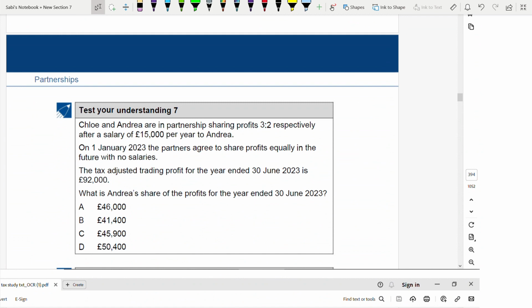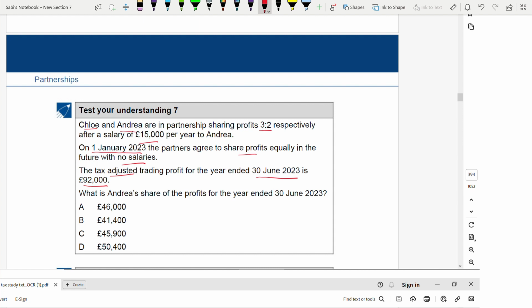Address share of profit. So, Chloe and Henry, 2 partners, 3:2 sharing ratio, 15,000 after a salary of 15,000 to Henry. Only Henry has the salary. From 1st of Jan 2023, profit will be shared equally with no salary. Tax adjusted is 92,000 for year ended 30th June 2023.